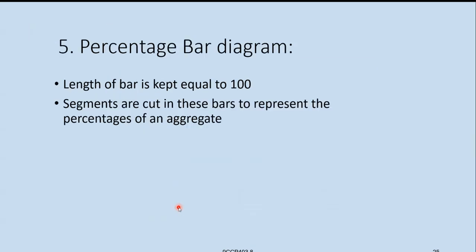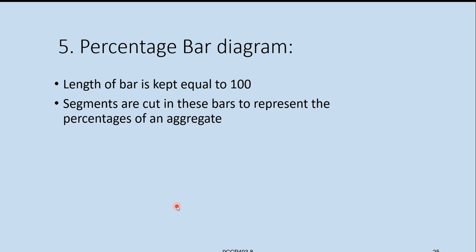Next is percentage bar diagrams. In percentage bar diagrams, the length of the bar is kept equal to 100. Percentage means 100. Always the length of the bar will be kept at 100. And the actual data given in the problem, that we will show according to the percentage. If it is 69%, then we can show only approximately 2/3 of the bar.